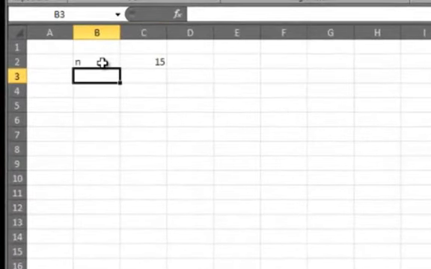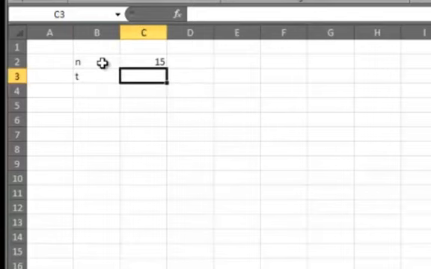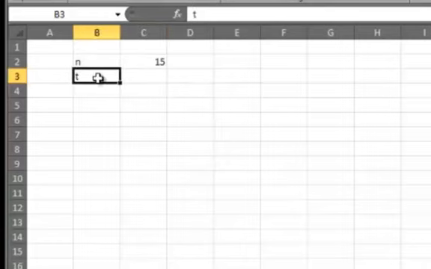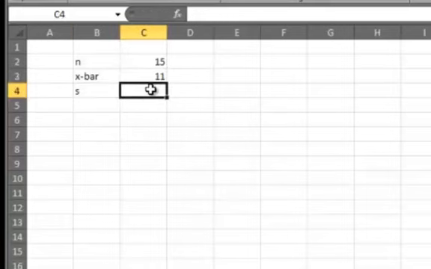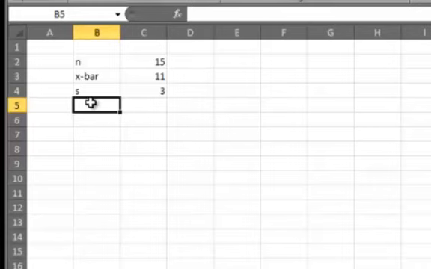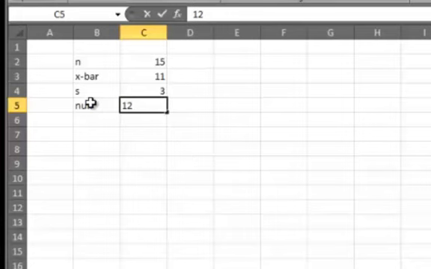If my n is 15, my t value is going to be, well, let's do the whole thing. Let's say my sample mean, that's my x bar, is 11. We'll go through all of the calculation. My s, my sample standard deviation, I said was 3. So I can find, and let's put in my null value of my mean, which is going to be 12.